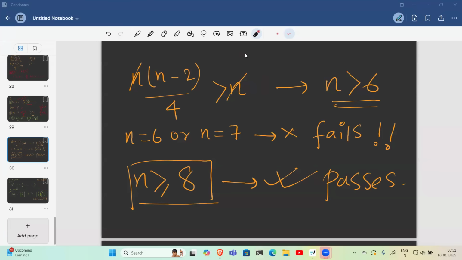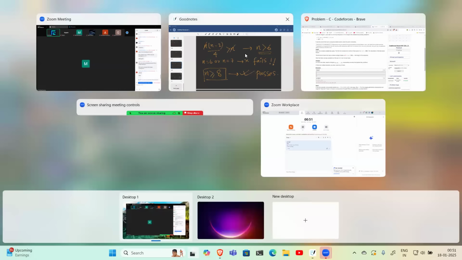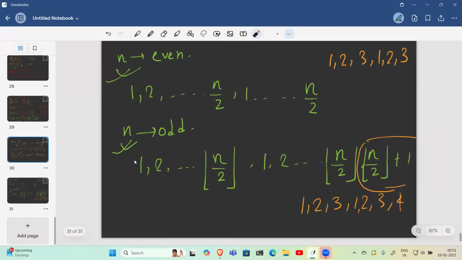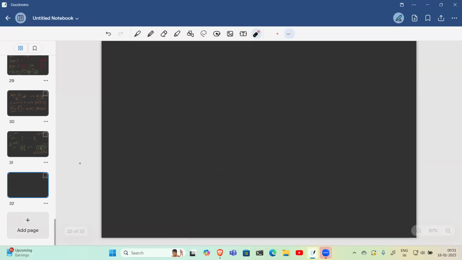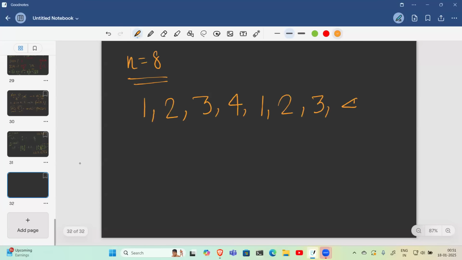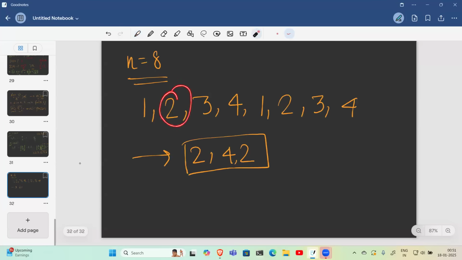Okay, you are asking why we are not considering the value of f of A equal to 4. Because I have smartly constructed the array in such a way that you never get a subsequence of length 4. For example, look here. Suppose the value of n is 8. So this is 1, 2, 3, 4, 1, 2, 3, 4. I can give you a subsequence, say 2, 4, 2, which is of length 3. It is palindromic and it is also a subsequence of this array. So you take 2, you take 4, you take 2. Great.